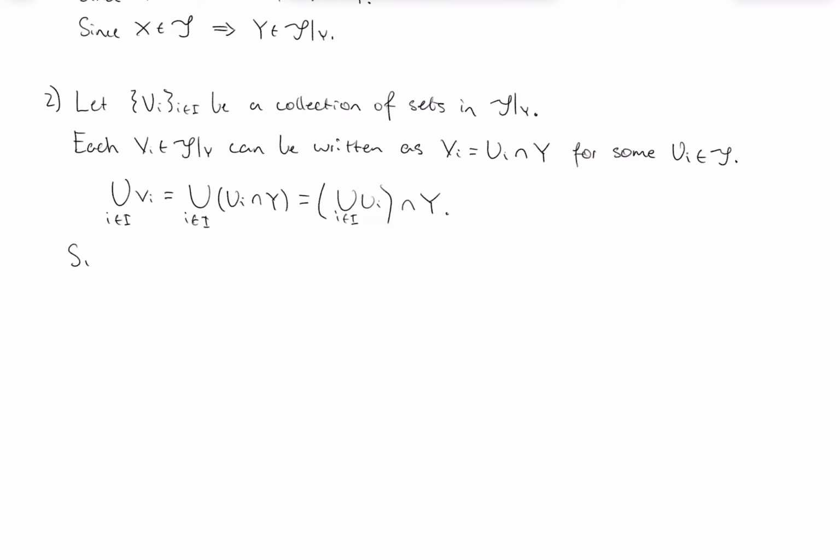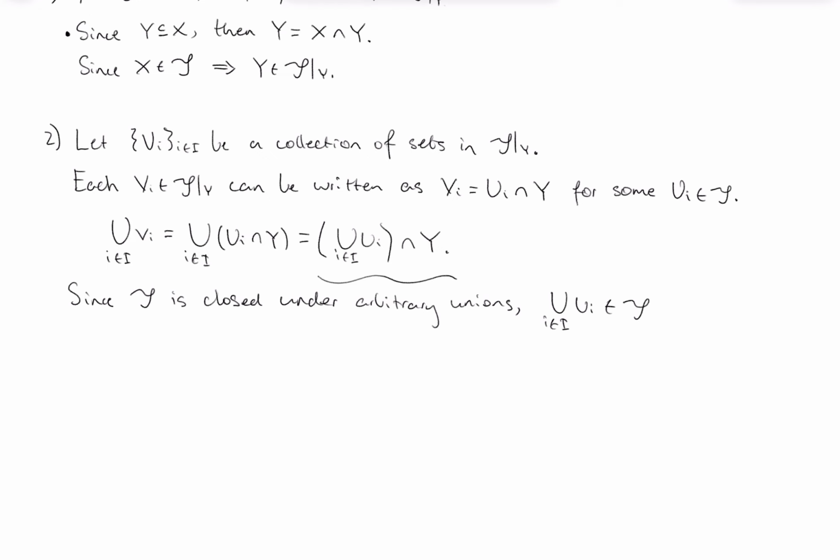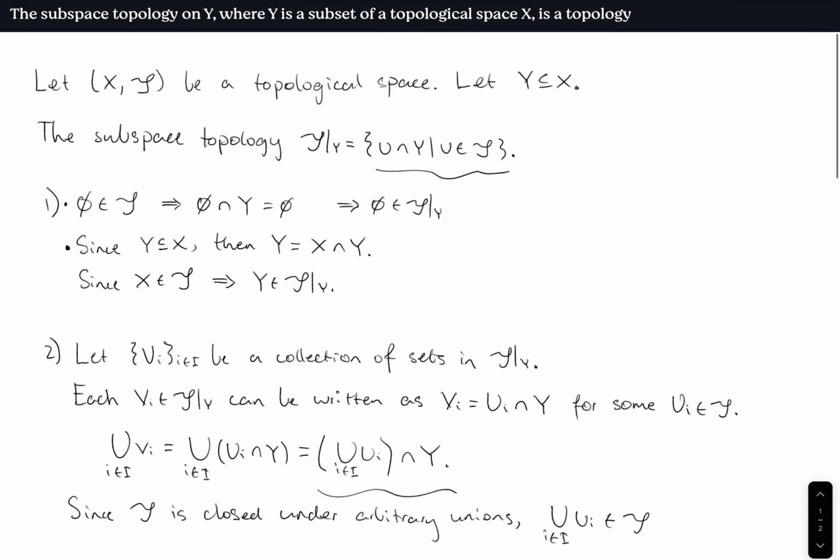So since this topology is closed under arbitrary unions, this bit, right, is in the topology on X. So therefore, now this thing can be written in this kind of form. So it's in its form now.